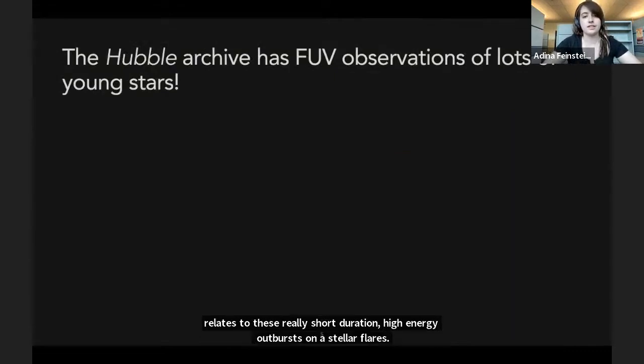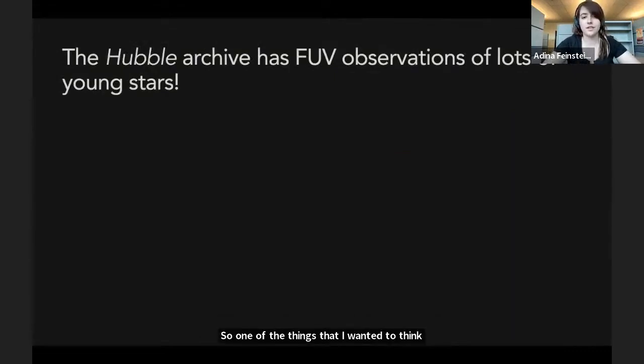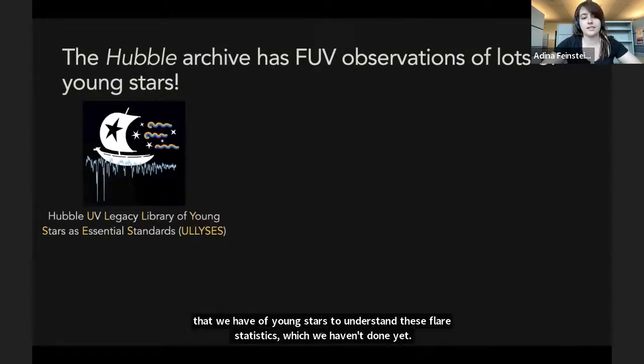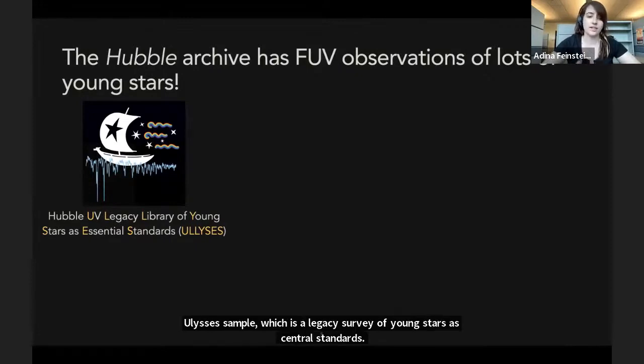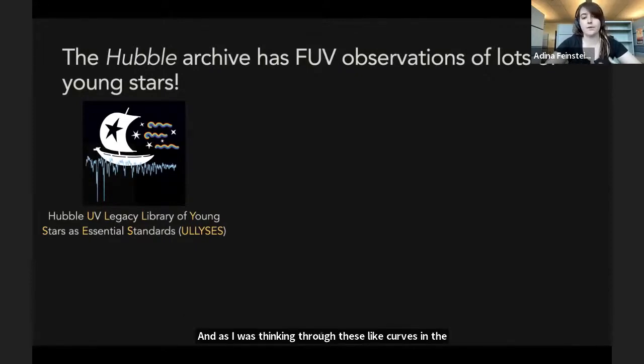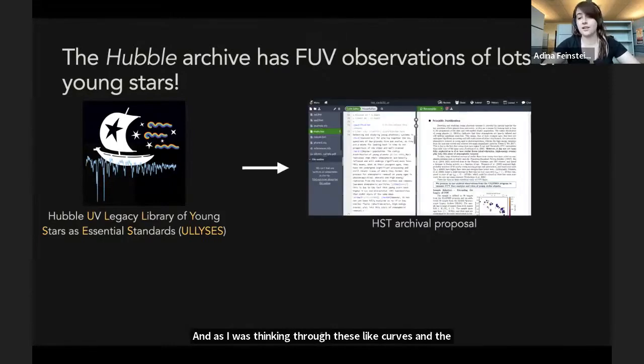One of the things that I wanted to think about as a new Sagan Fellow is, how can we use the Hubble archive and all of the far ultraviolet observations that we have of young stars to understand these flare statistics, which we haven't done yet. The first thing that I did was look at the ULLYSES sample, which is a legacy survey of young stars as essential standards. And as I was thinking through these light curves and the data products that they have made available, one of the things I was thinking about is writing an HST archival proposal, which is always a good thing to do, get kind of money flowing.